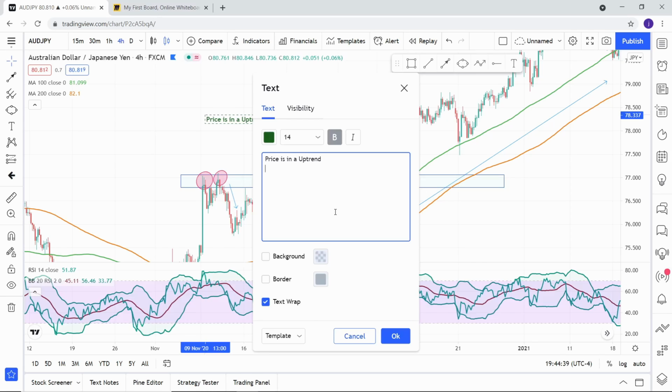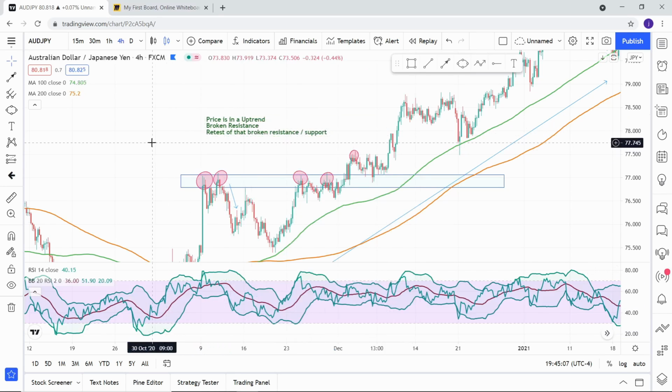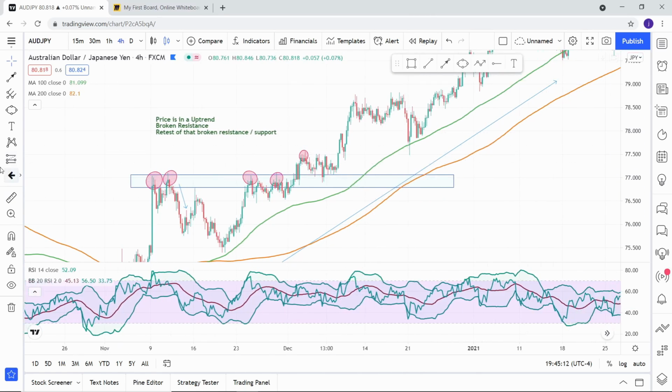All right. So price is in an uptrend, that's one thing that we note. So confluence. Also, we have a broken resistance area, as well as a retest of that broken resistance slash now support, right? Because as we said, that new broken resistance now becomes our support as price continues moving upwards.